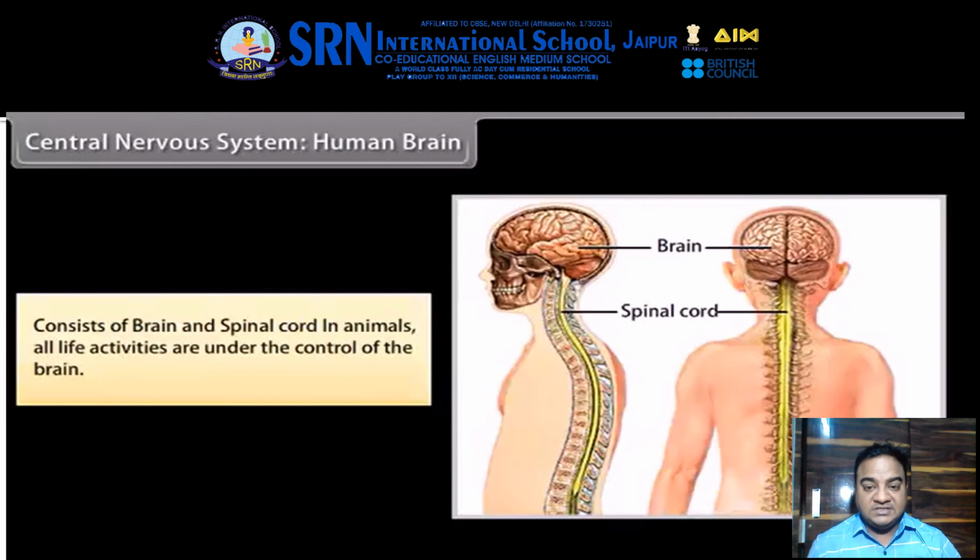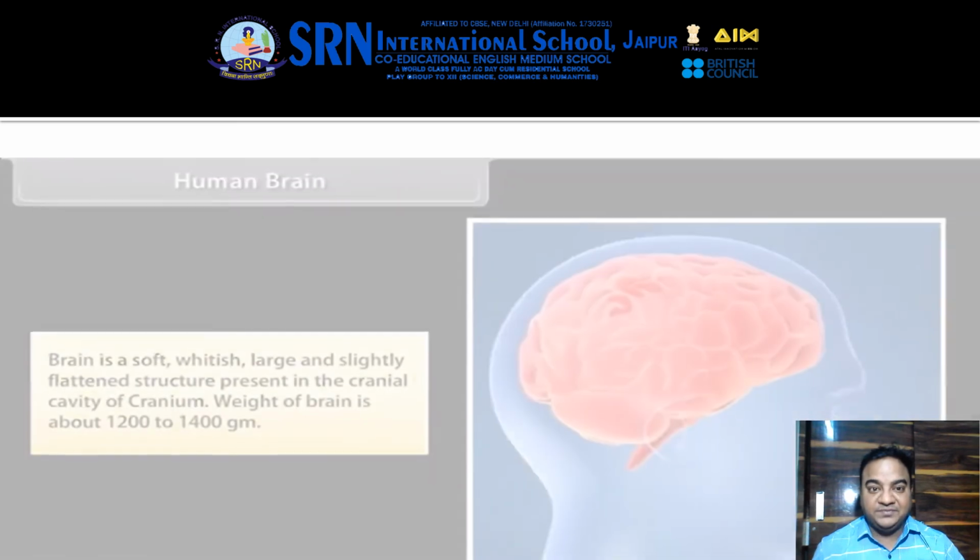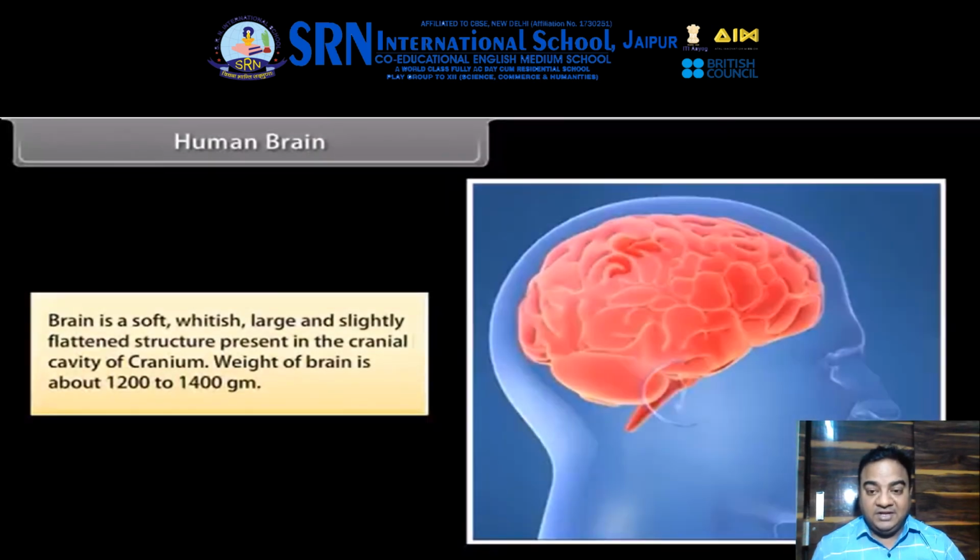Now, what is the central nervous system comprised of? The central nervous system is comprised of two basic parts, as it is clear from the picture, that is the brain and the spinal cord. It consists of brain and the spinal cord in the animals, and all life activities are under the control of the brain. Human brain is the most vital gift to us by nature. This human brain actually has all the information. Whatever we do, we perceive, everything comes from the brain.